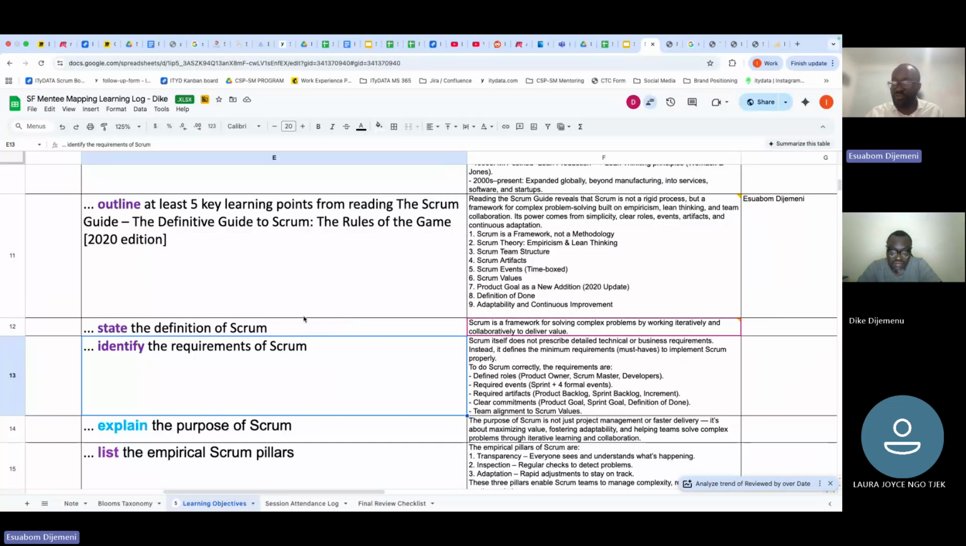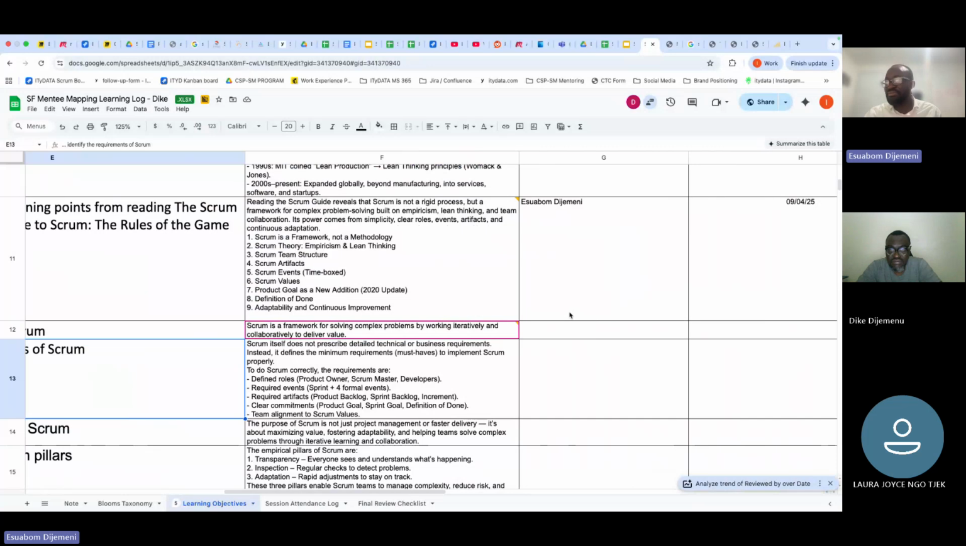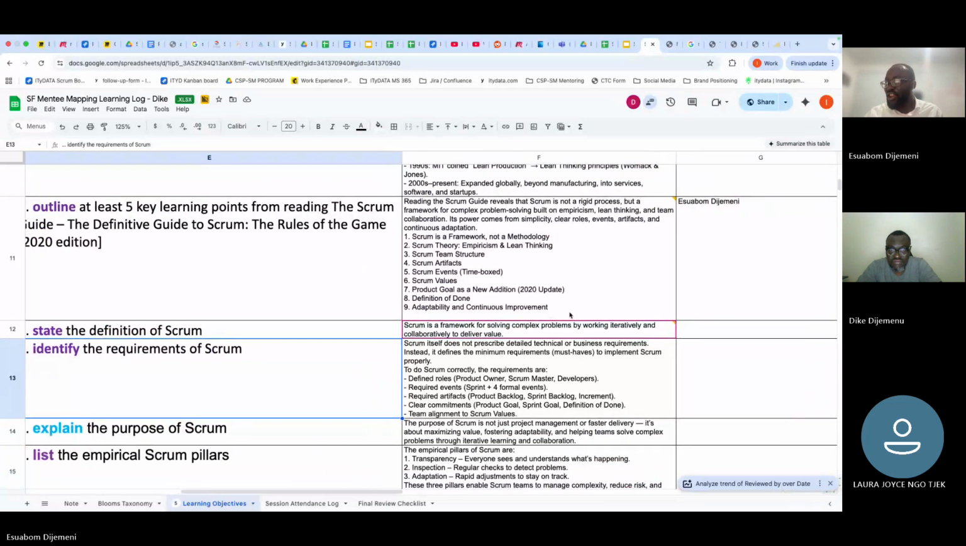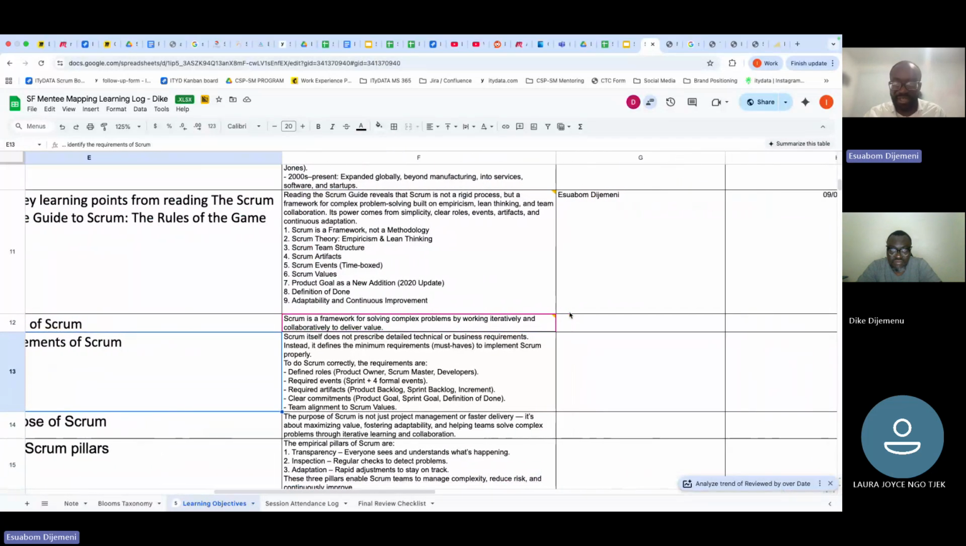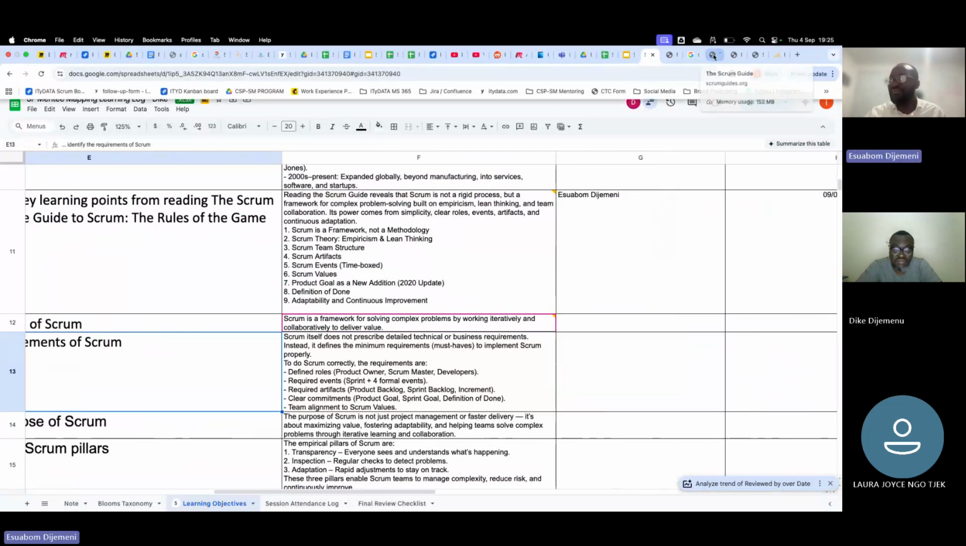State the definition of Scrum. And DK, you wrote Scrum is a framework for complex problem solving by working iteratively and collaboratively to deliver value. Yeah, I would say, you know what? I'm going to take a purist view. I said this is not fully correct. It's correct-ish. Let's go to the Scrum guide.